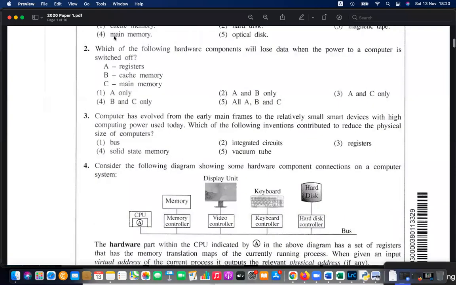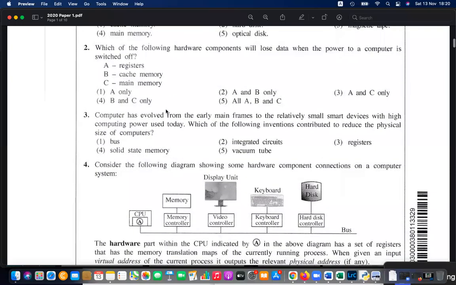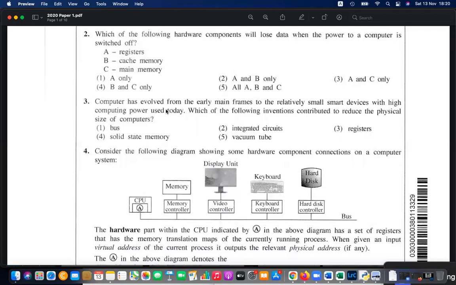Okay, then again, another question from the same area. Which of the following hardware components will lose data when power is not there? Yes, what is the answer? Which of the following hardware components will lose data when there is no power? What do you think? What is the answer for that?